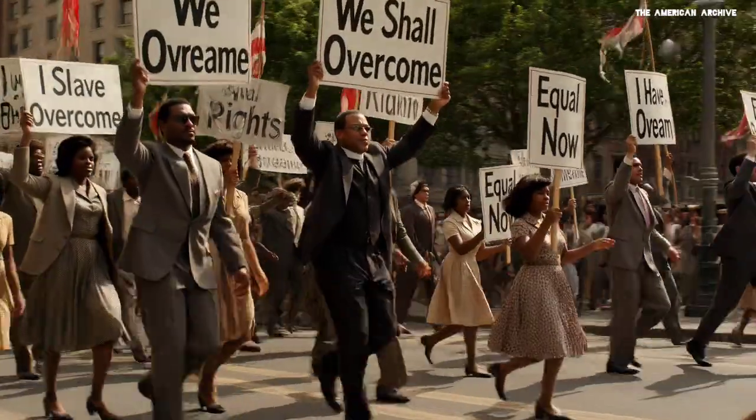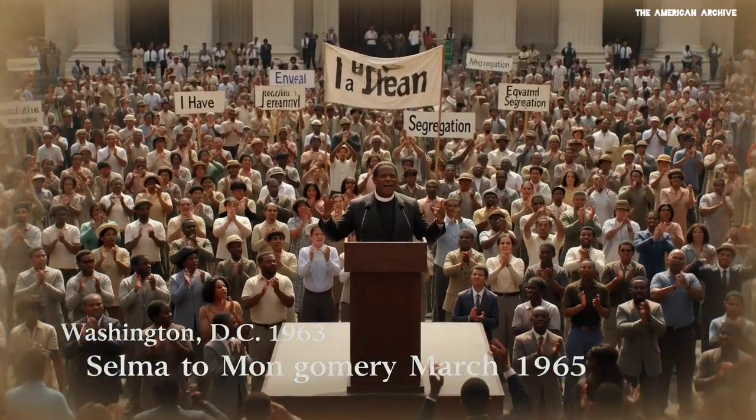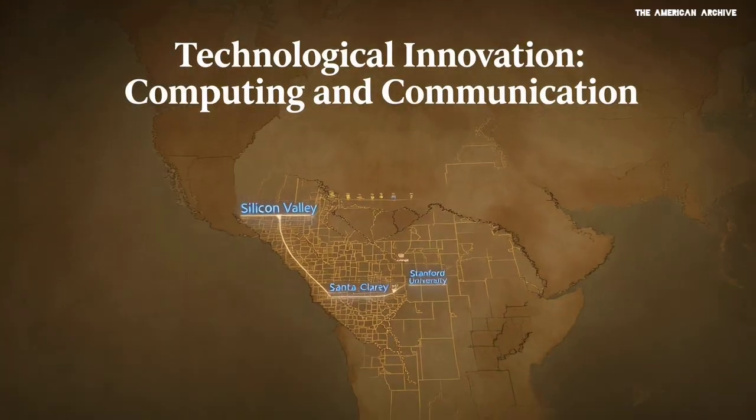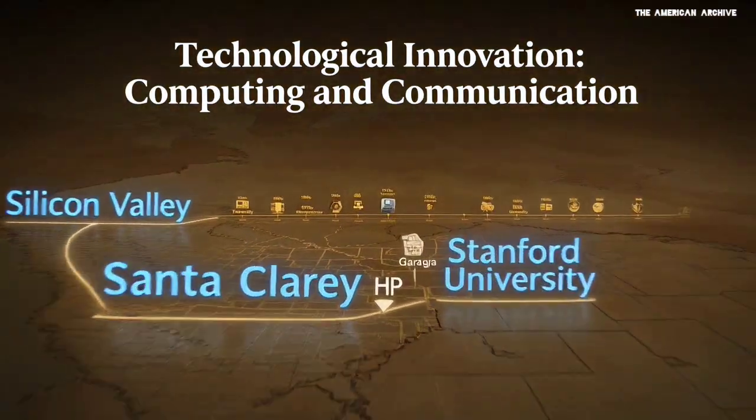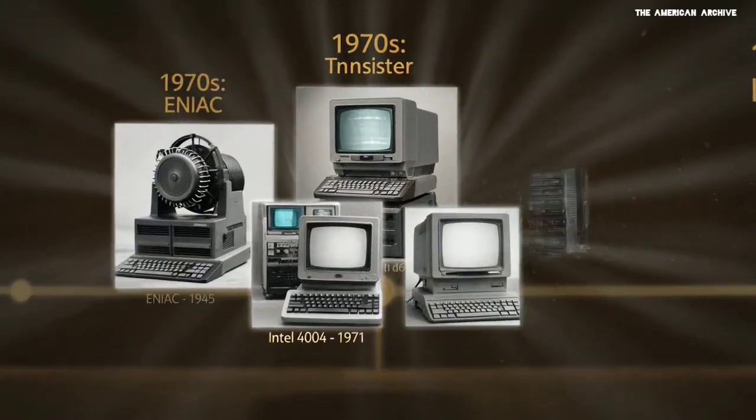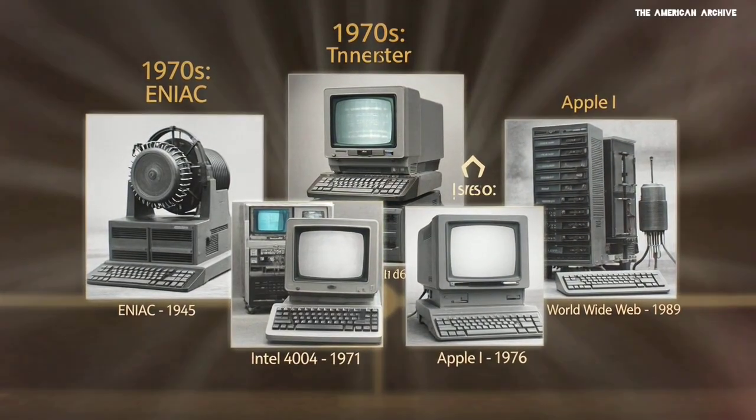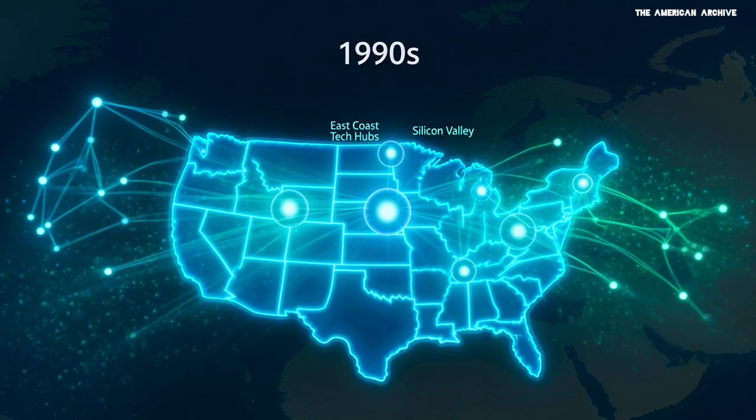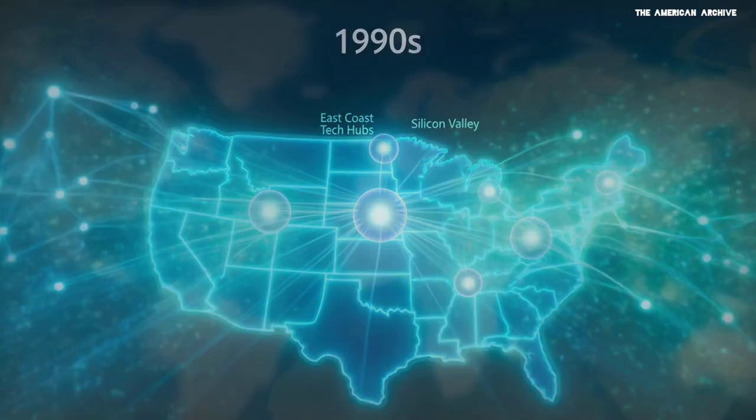Civil rights movements challenged discrimination and demanded equal protections under law. Technological innovation helped establish America as a leader in computing and communication. From ENIAC to Silicon Valley, a timeline of breakthroughs. The Internet revolution connected American innovation with markets across the world.